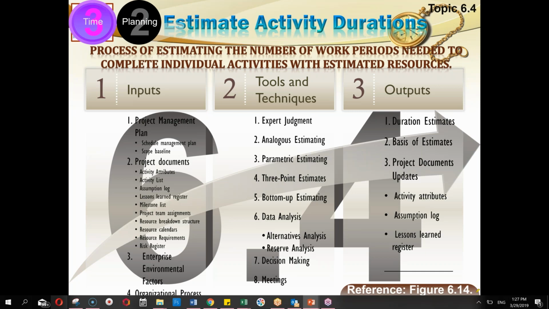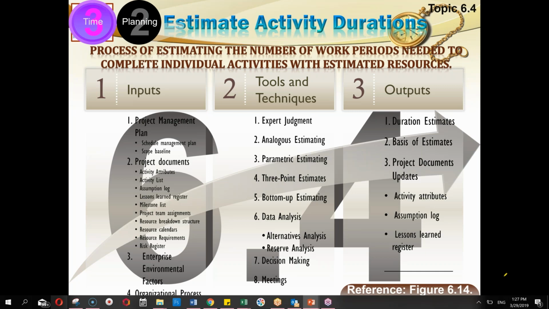Resultantly, the duration estimate will be known, and not only the duration estimate is required, basis of estimate is also required, and basis of estimate is how did you come to this conclusion? Is it from some reference book? Is it from some formula? Is it from where you have placed that? So this is your basis of estimate, and then project documents, attributes, and etc. All of these things get updated.